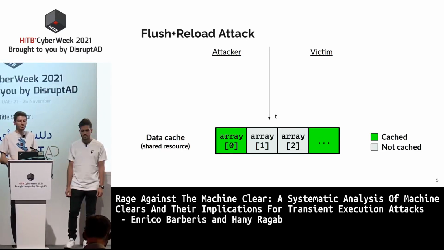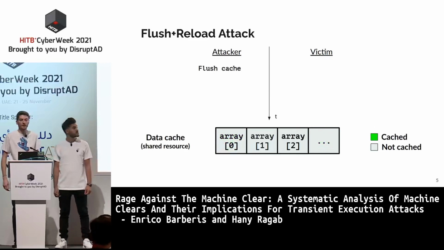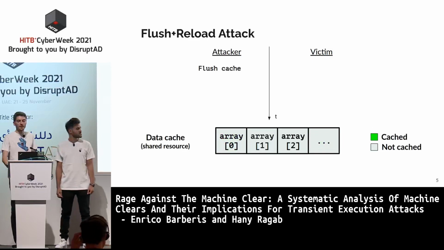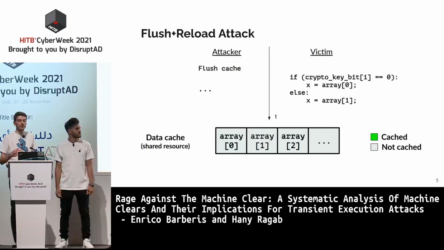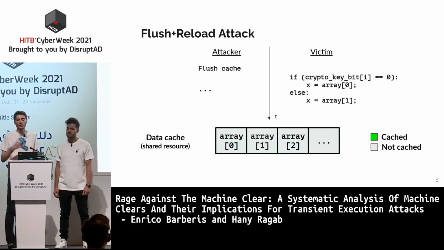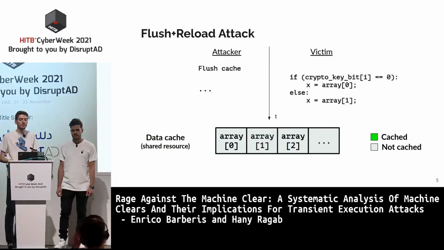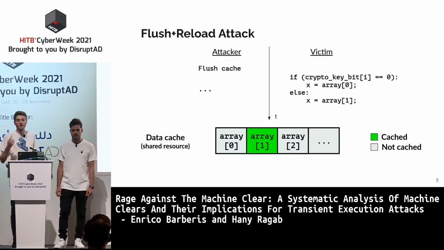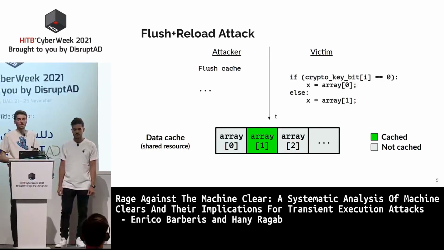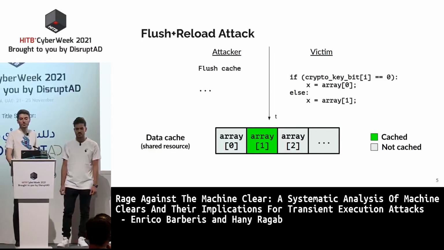At the beginning, some entries will be cached, some other entries will not. The first step is to bring this cache to a known state, by, for example, flushing the entire cache. Then the victim will execute a snippet of code that, depending on a secret value, so a bit of a crypto key, will either access array 0 or array 1. Let's say that in our example we are accessing the first entry of the array, so array 1. And this will bring array 1 into the cache.